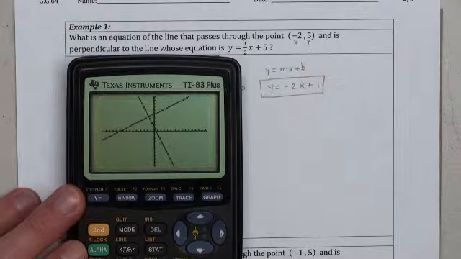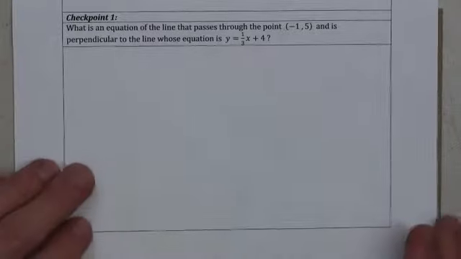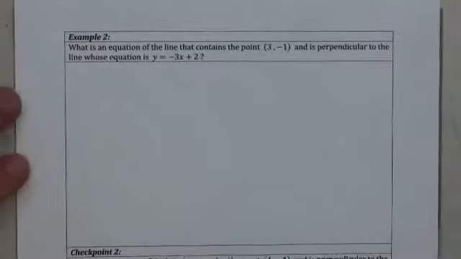And you can see that those lines definitely look like they're perpendicular. So you can be pretty sure that you did the problem correctly. Alright? So see if you can follow the same procedure to solve checkpoint problem number 1. Okay? Then you can turn that sheet over and let's do example problem 2.